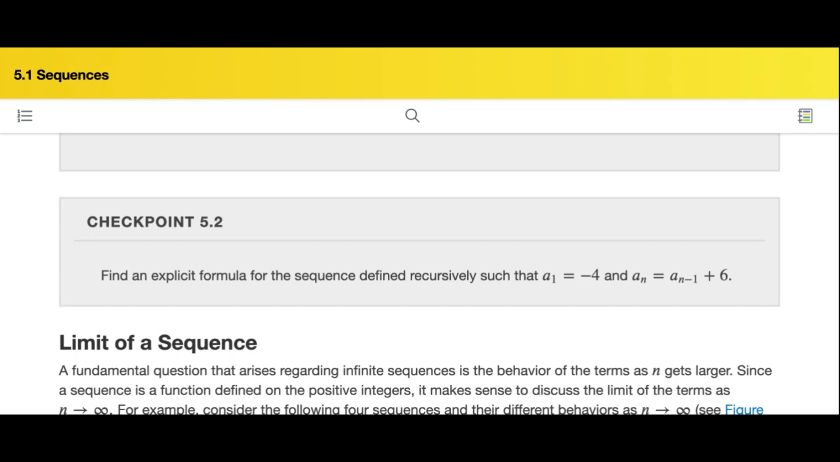So we just have -4 plus n minus 1 multiplied by 6, right? And we simplify, we get 6n minus 6 minus 4, that's minus 10. Yes. So 6n minus 10. James, what do you mean plus 6? Oh, okay. It's 6n minus 10. Yes. All right, good.